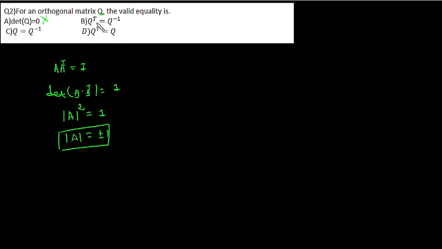Now option B says that the transpose is equal to the inverse. Yes, it is the property of an orthogonal matrix. If we multiply this equation with A inverse on both sides, we are getting simply A transpose equal to A inverse. So for any orthogonal matrix, its transpose and its inverse are identical. So option B is the right one. Option D is also wrong. Option C is also wrong.